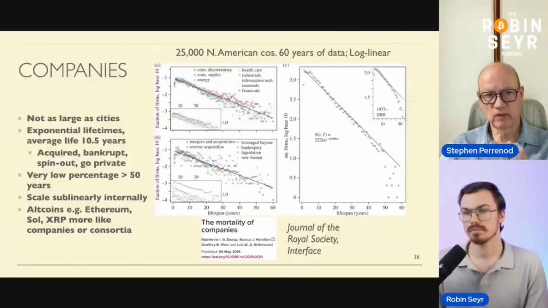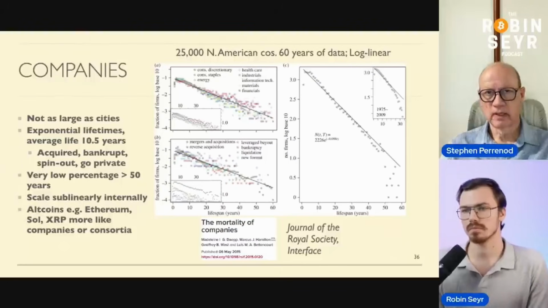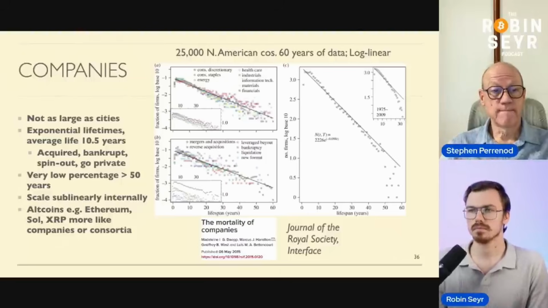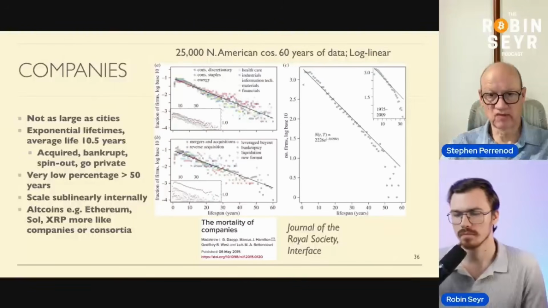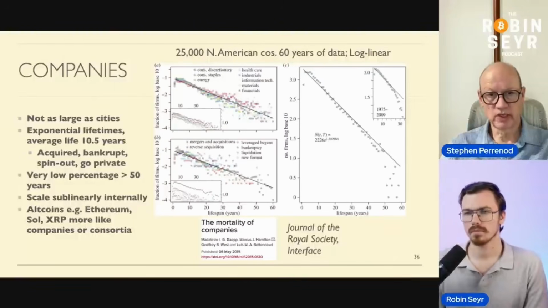So companies are either acquired, bankrupt, spun out, go private. These are all publicly traded companies. Very low percentage survive 50 years. A fairly low percentage survive more than 20 years.